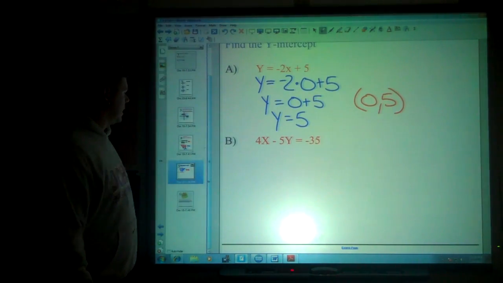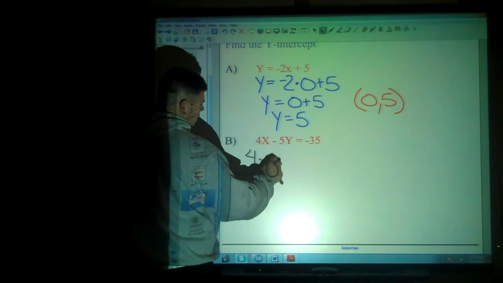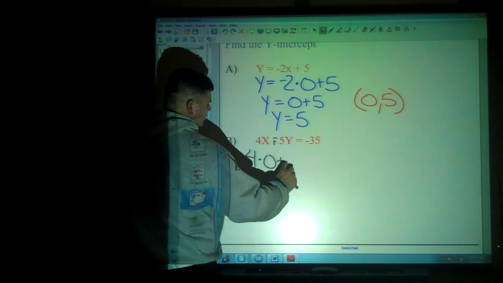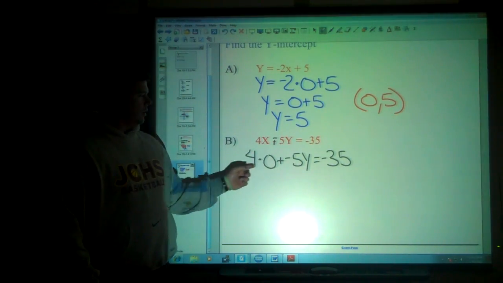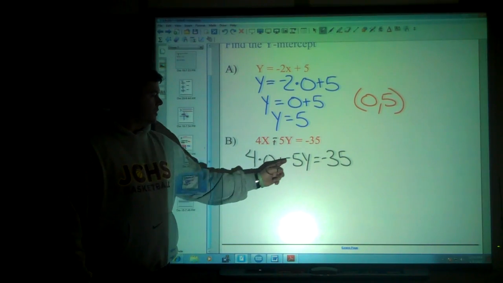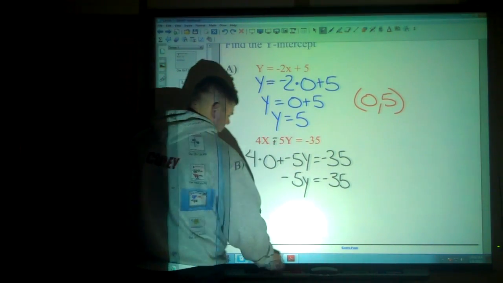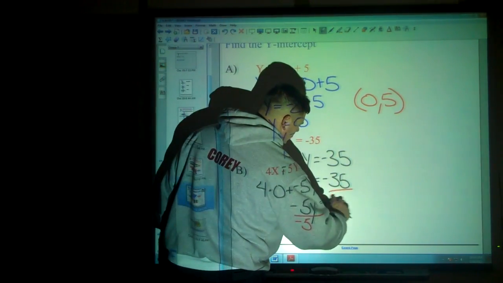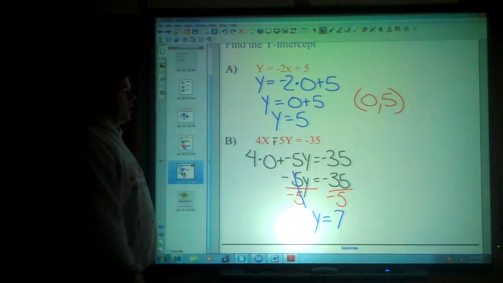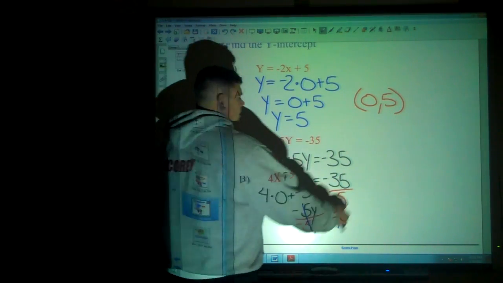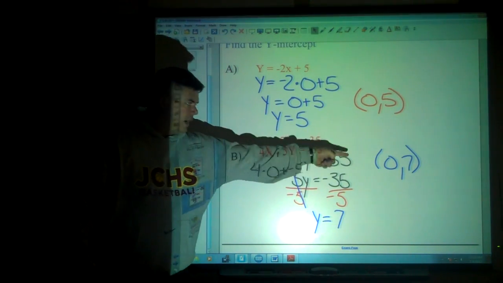One more, a little bit more complicated looking, but it's still the same idea. You're going to plug 0 in for x. So 4 times 0. I would change that to plus negative 5y equals negative 35. 4 times 0 wipes all of this out. And what you're left with is negative 5y equals negative 35. Divide by negative 5. Divide by negative 5. Negative divided by negative is a positive. So the actual coordinate is not 7, 0, but 0, 7. Because that's the y-intercept and we plug 0 in for x.